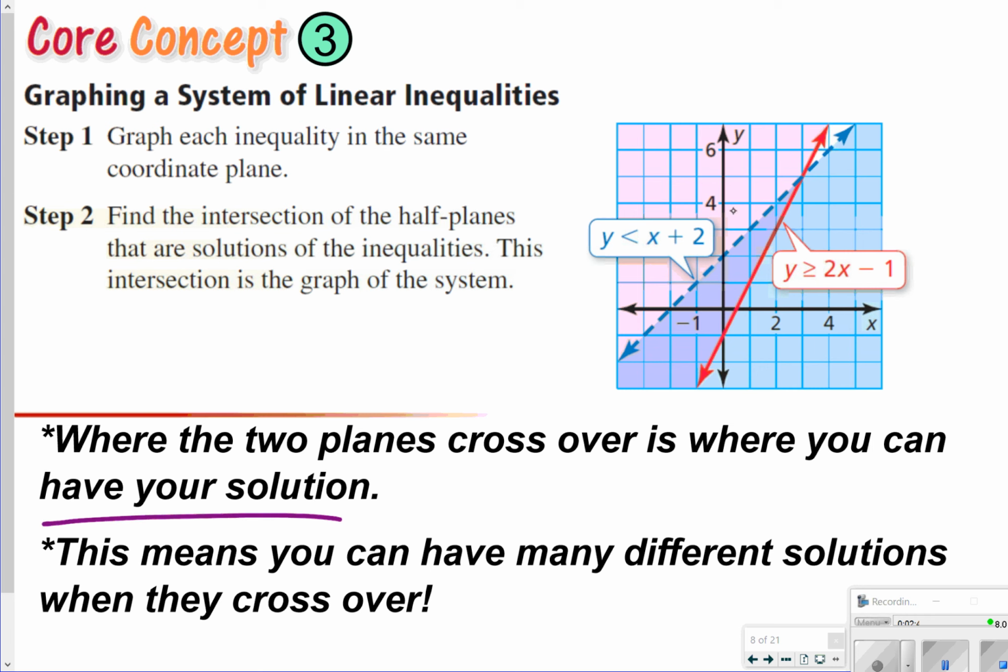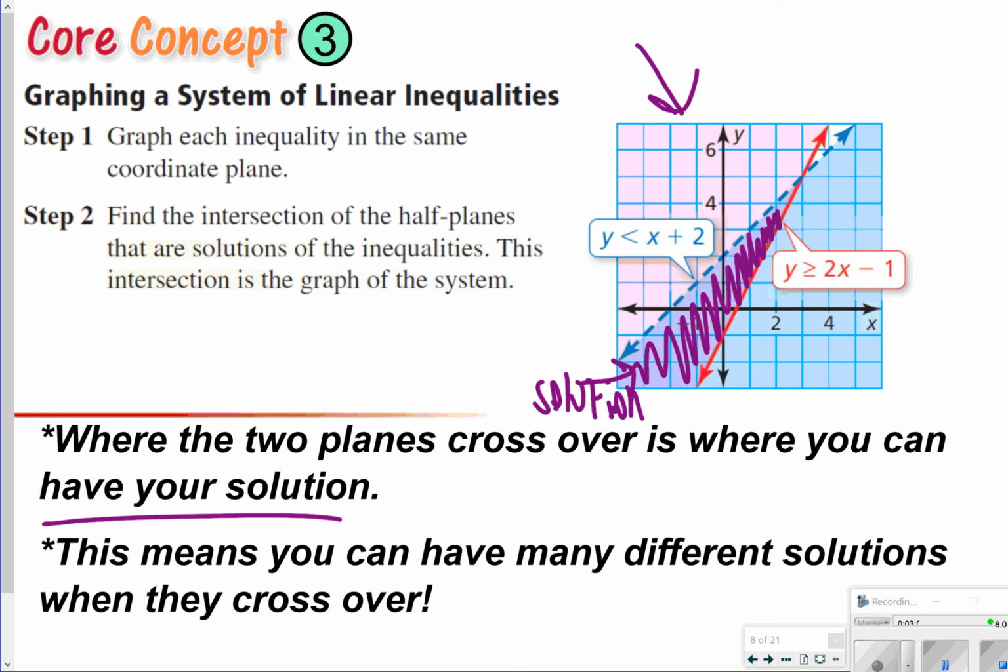So here are my 2 examples that are already graphed over here. And I have a greater than or equal to, and then I have a less than. And notice there's this purple shaded part right here. This is your solution section. So you can shade in that and provide an example from there.